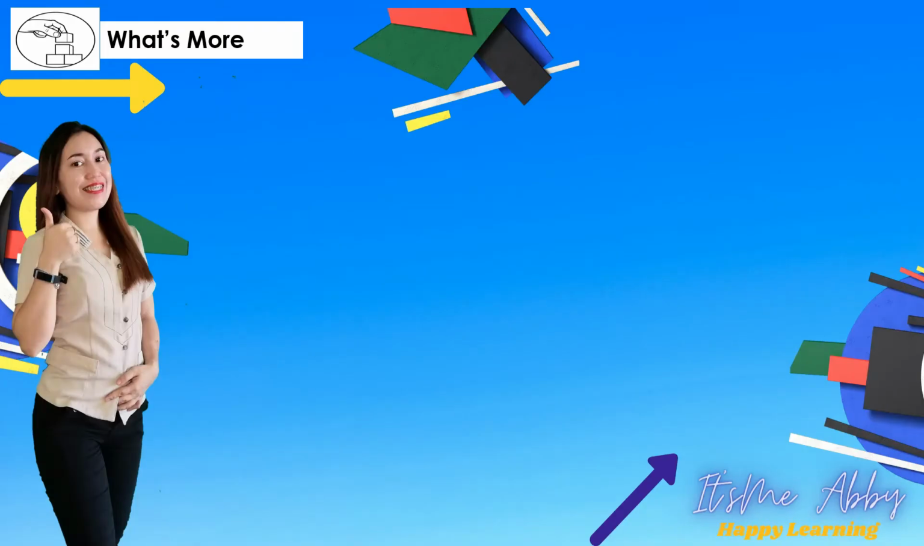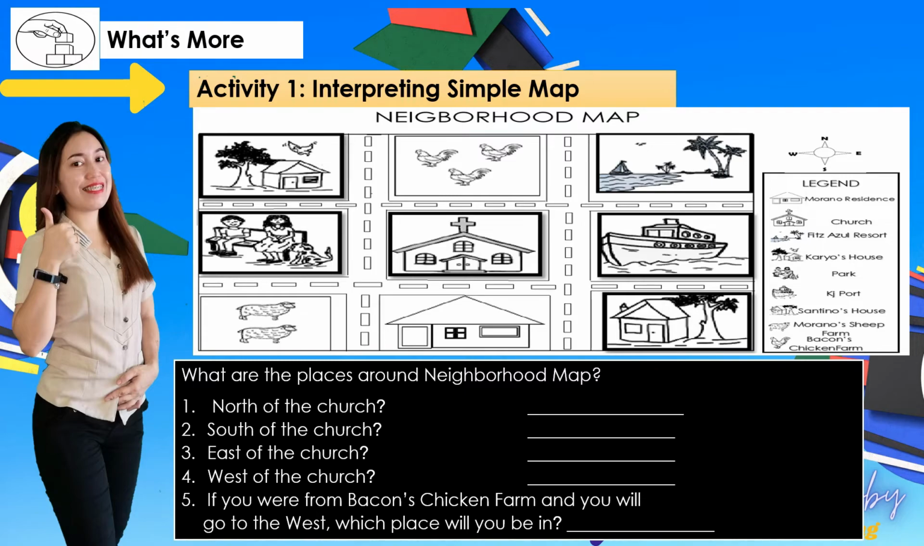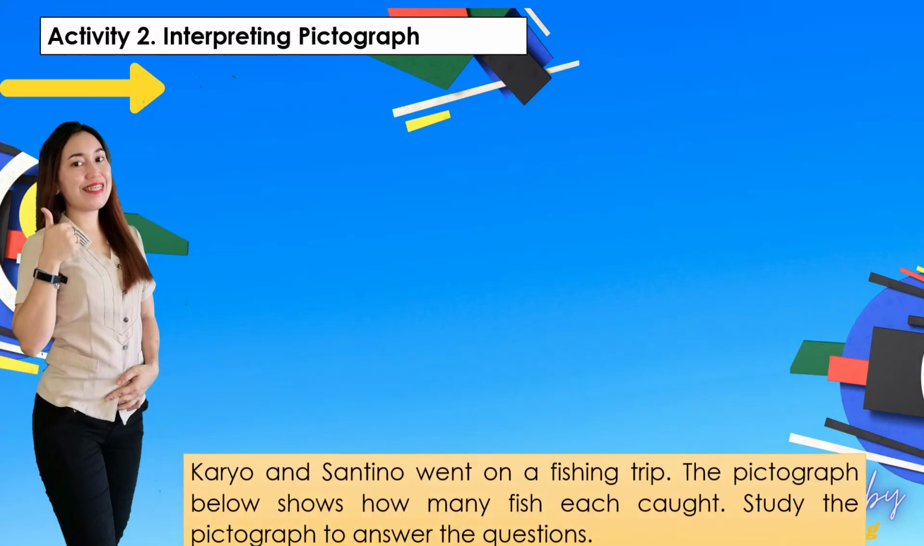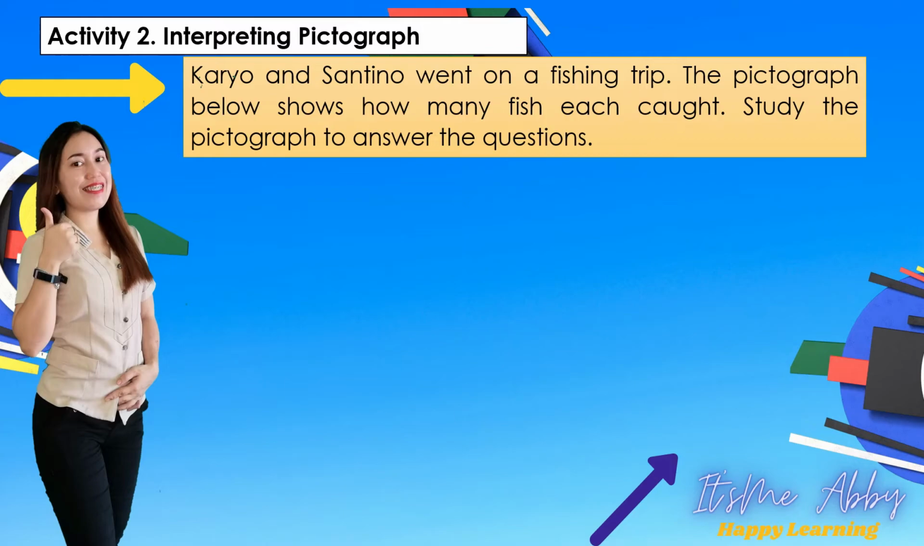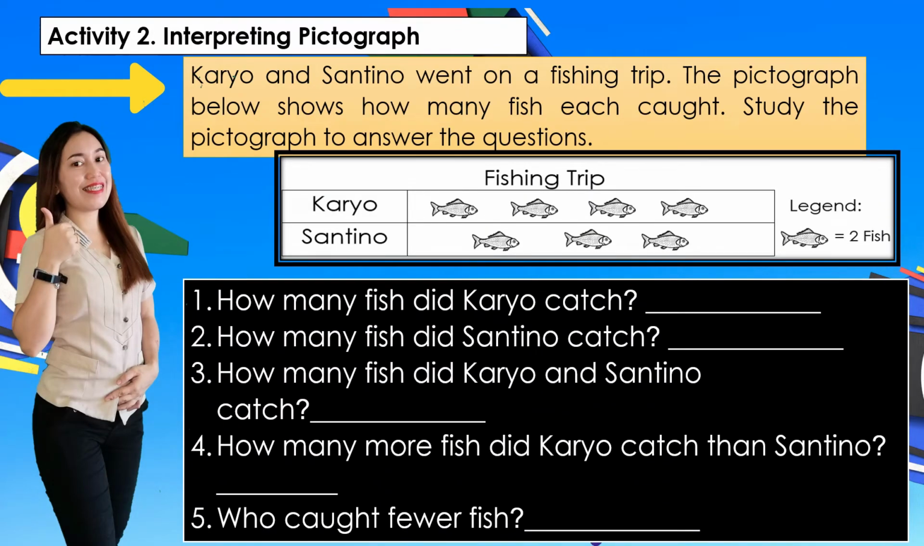Since you know the meaning of the 3 important representations, let's try Activity 1, Interpreting Simple Maps. Try to answer the following questions in interpreting simple maps. Do this in your notebook. Now, Activity 2, Interpreting Pictograph. Cario and Santino went on a fishing trip. The pictograph below shows how many fish each caught. Study the pictograph to answer the questions. Good luck, kids!